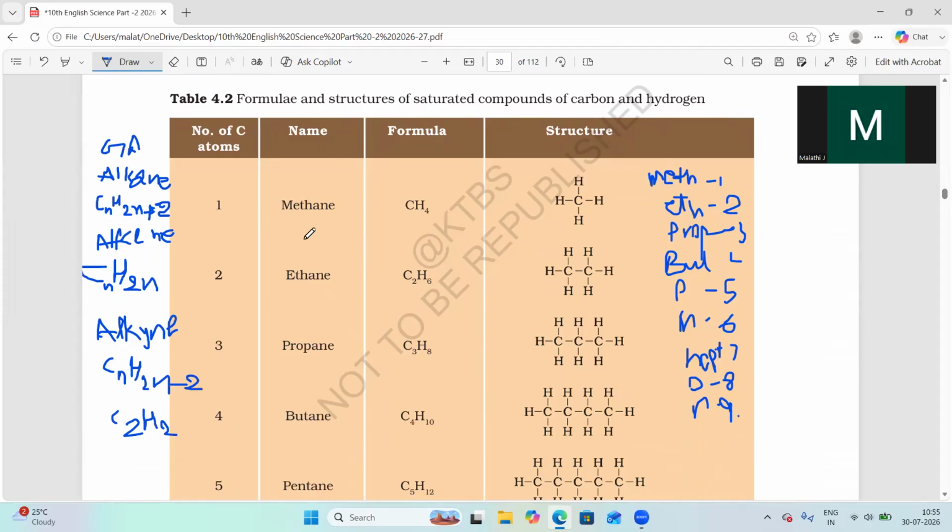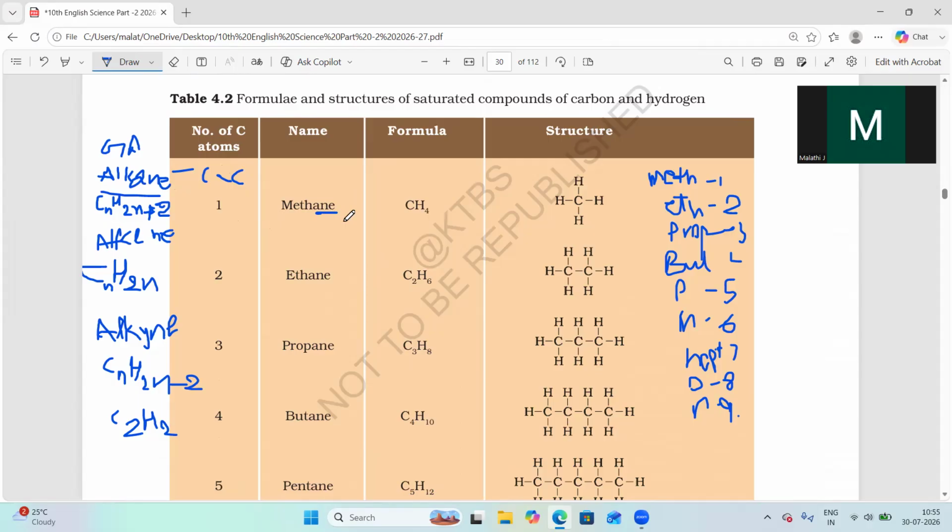So as I said, now the general formula. Methane will come under the alkanes. Alkanes are saturated hydrocarbons, having carbon-carbon single bonds. That is saturated hydrocarbons. Example, it is an alkane, so it will come in the form of ANE. By seeing the name itself, you should know whether it is an alkane, alkene or alkyne.